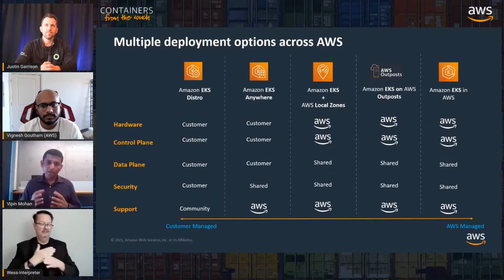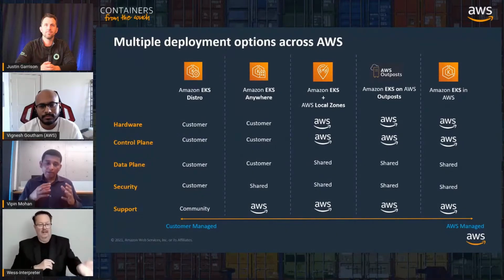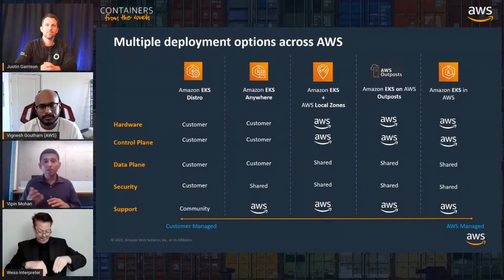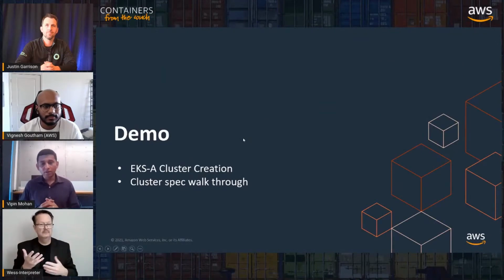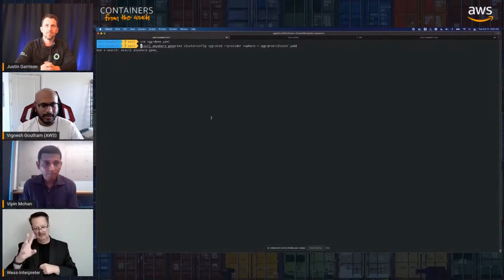What I mean by that is AWS will provide you with the tooling. For example, the security patches, the CVE fixes, all of that we will provide. But the actual act of operationalizing those and installing those patches is up to the customer. So that's a high-level overview of what EKS Anywhere is and why we built it. And Vignesh will now walk you through the cluster spec that we use for EKS Anywhere, as well as the cluster creation demo.